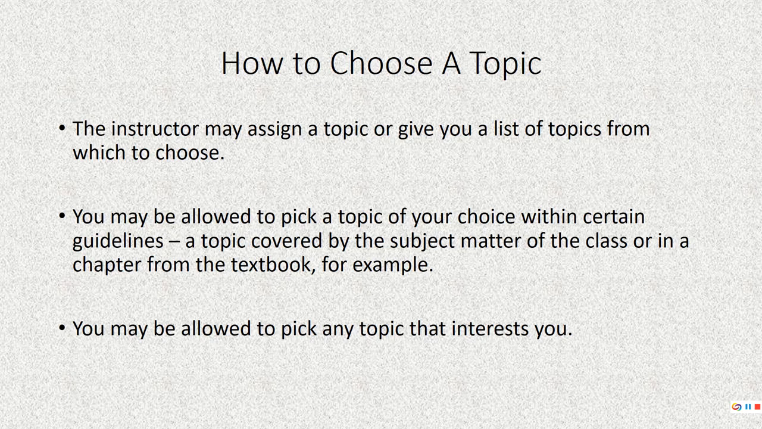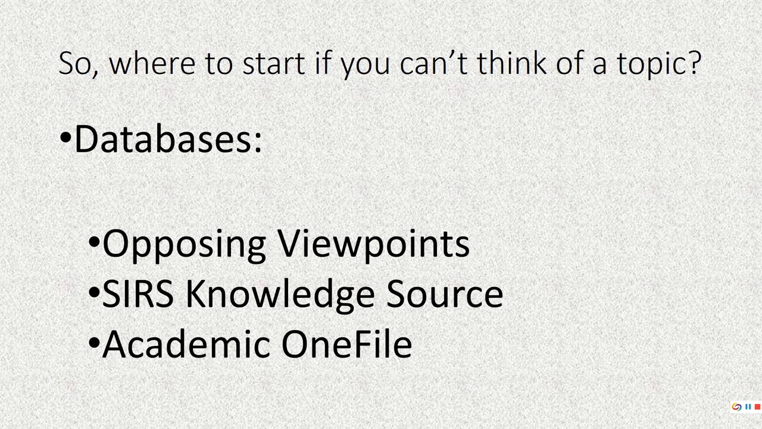But what do you do if you don't know what you want to write about? Or what if you have a topic, but it seems too extensive to cover? The best place for you to start is in the library databases. And here are three that we will look at: Opposing Viewpoints, SIRS Knowledge Source, and Academic OneFile.